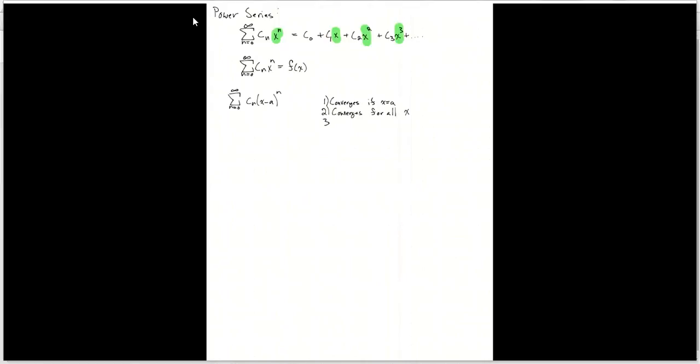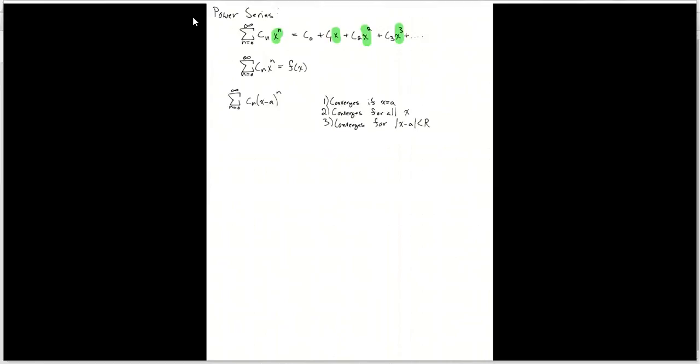And third case, it converges for the absolute value of x minus a less than some r. So this r is what I was talking about before as the radius of convergence. How far away from a does this thing converge? And the interval of convergence is actually saying what range of x's are we looking at.